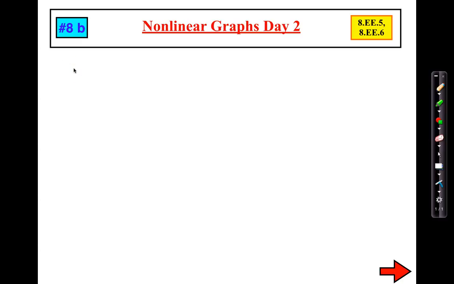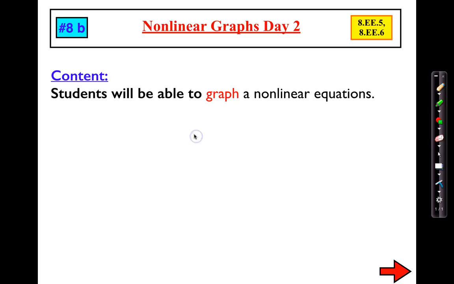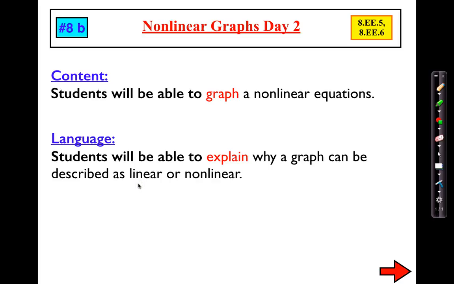Today we are working on 8B, which is Nonlinear Graphs Day 2. It is Day 2 because in our previous lesson we started graphing nonlinear functions. So today we're going to go more in depth with more complex equations. First, our content objective is students will be able to graph a nonlinear equation. Language objective is students will be able to explain why a graph can be described as linear or nonlinear.